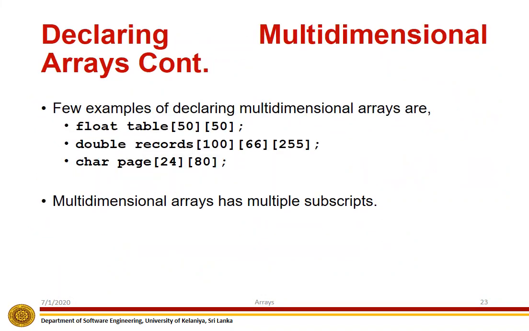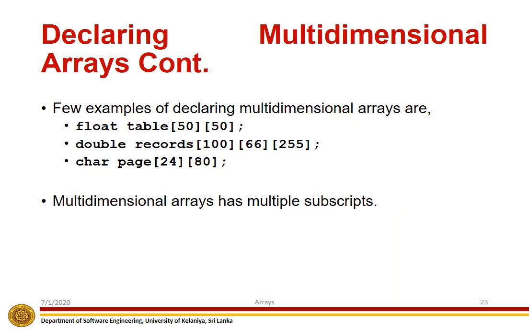Here you can see some examples for declaring multidimensional arrays. The first one is float table[50][50]. The type of the array is float, the array name is table, and 50 by 50, 50 rows and 50 columns. Altogether, 2500 data items we can store in the array table.